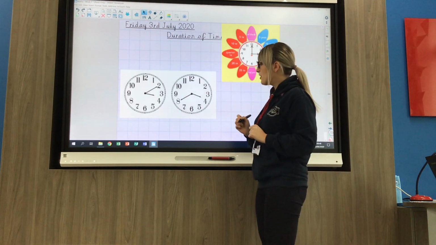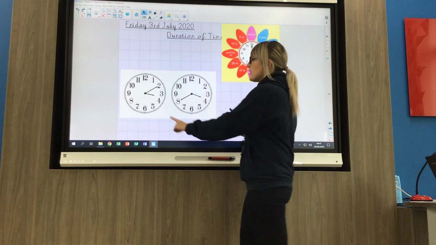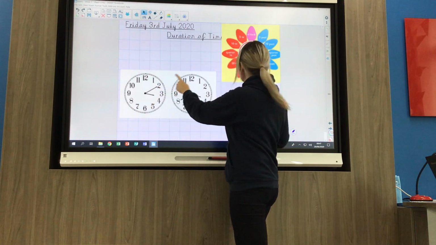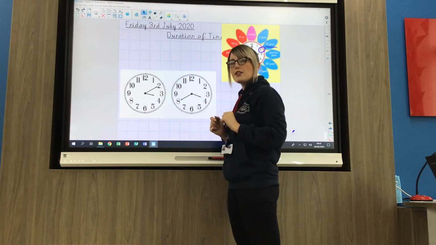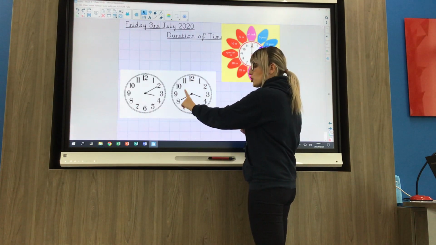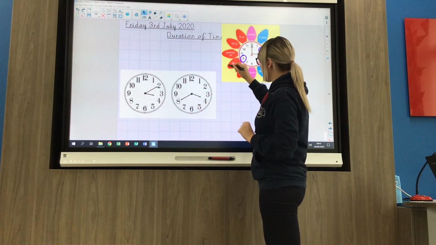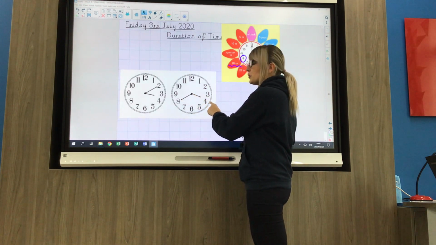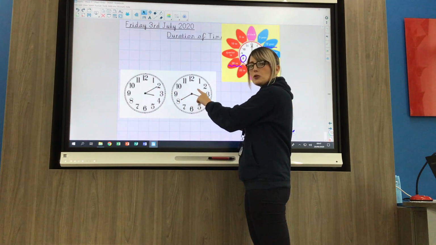Right, let's try another one of those then. This time the arrows aren't drawn on to help, but I'm going to do that. So my long minute hand's at the 2, which is 10 past. And I can see it's 10 past 3. Now this time the minute hand is pointing at the 8. So if I look at the 8, I can see it's 40 past. So it was 10 past 3, it's now 40 past 3.